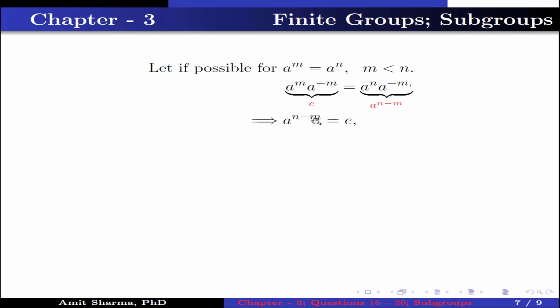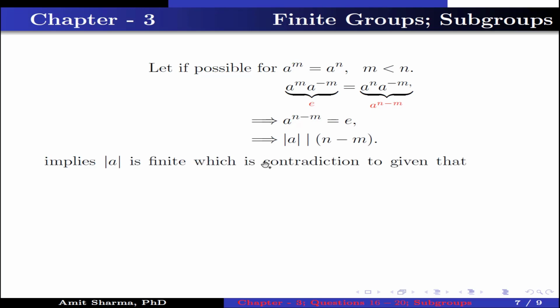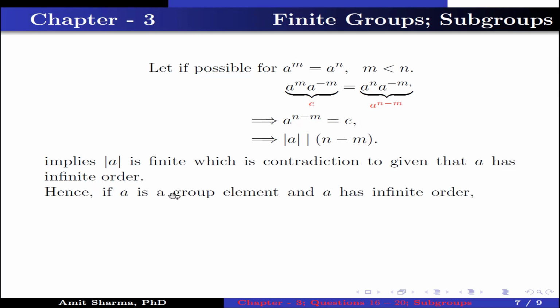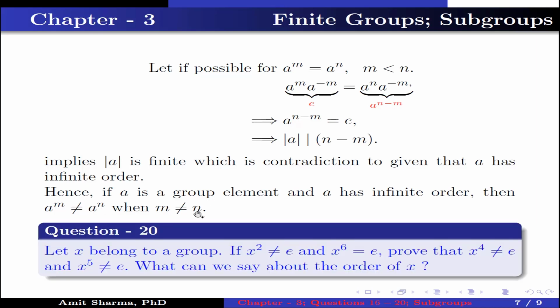This implies A to the power n minus m is identity. This implies order of A divides n minus m. This implies order of A is finite, which is a contradiction to the given that A has infinite order. Hence, if A is a group element and A has infinite order, then A to the power m is not equal to A to the power n when m is not equal to n.